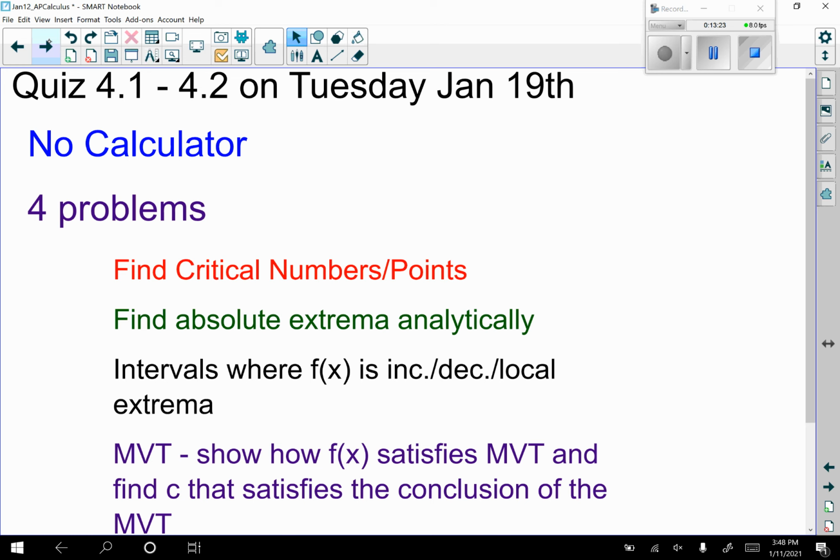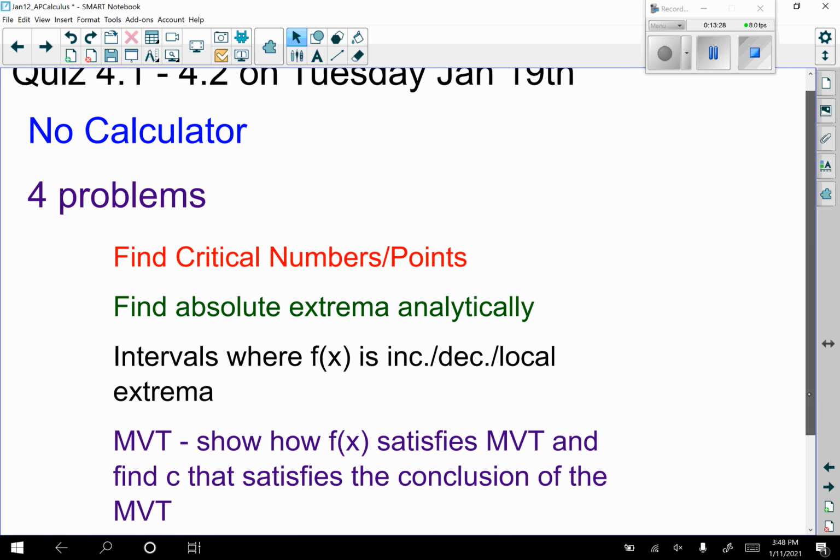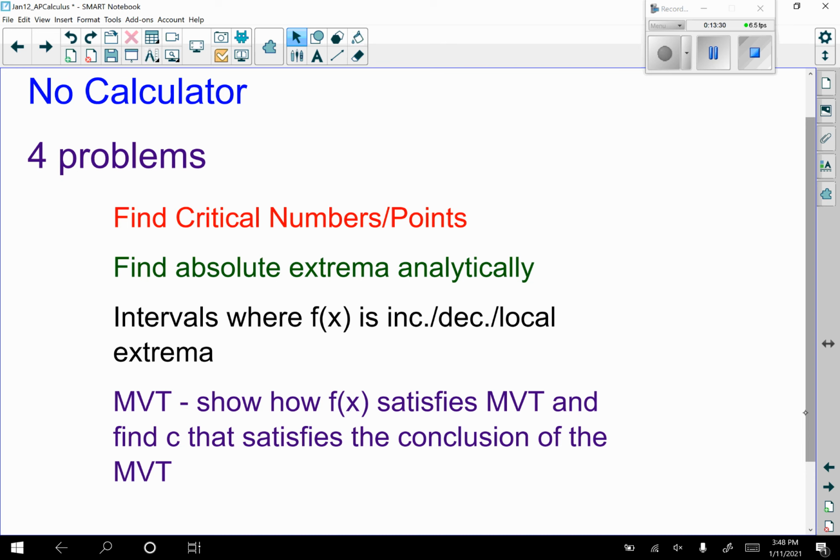Find the intervals where f of x is increasing, decreasing, and any local extrema. And then a question just like what we did yesterday, applying the mean value theorem. Show how f of x satisfies the mean value theorem, and then find c that satisfies the conclusion of the mean value theorem.